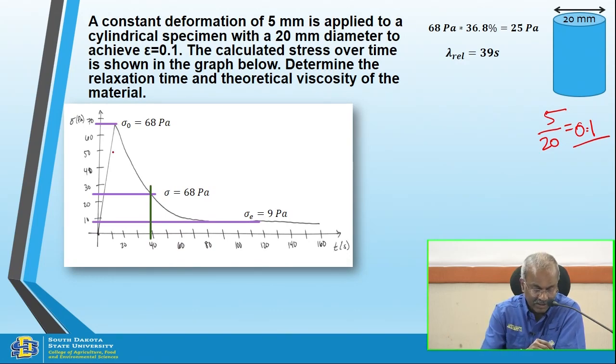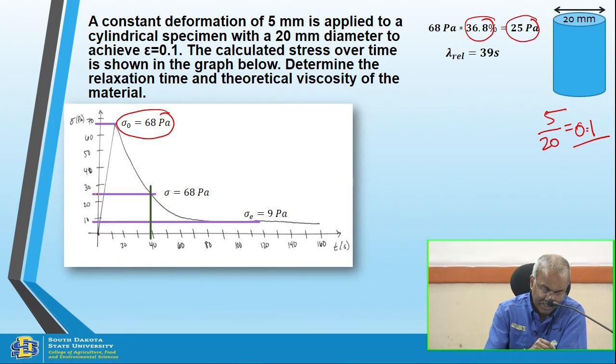The calculated stress over time is shown here. Determine the relaxation time and theoretical viscosity of the material. So if you look at the initial, or instantaneous, stress, you get 68 Pascal, and then 1 over e, which is 68 Pascal times 36.8%, is 25 Pascal. So you follow the 25 Pascal line and then draw a line here. This is your relaxation time, 39 seconds.